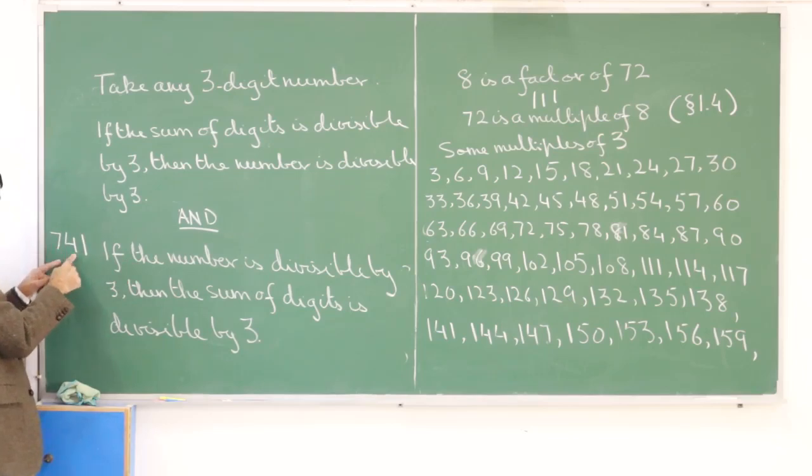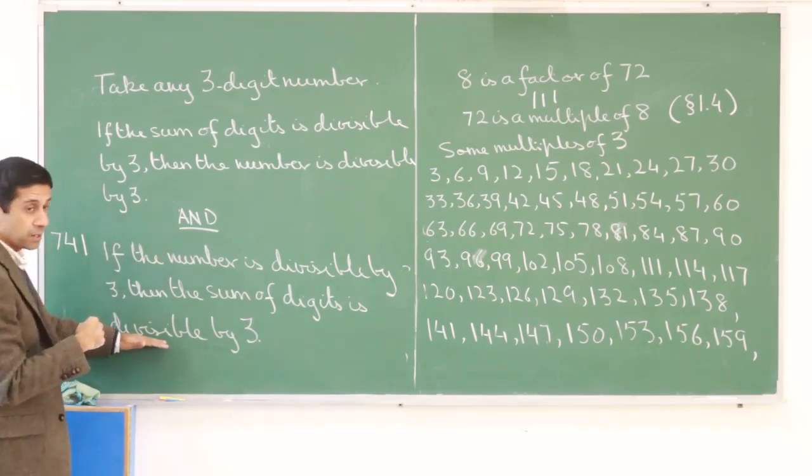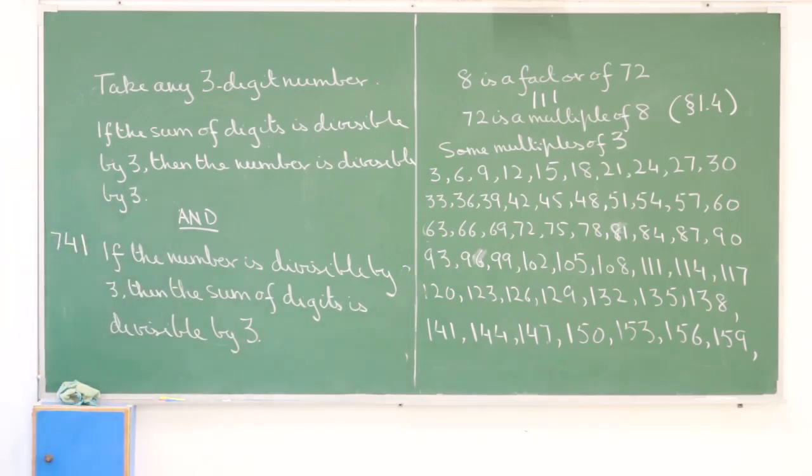So 7 plus 4 is 11, 11 plus 1 is 12, 12 divides 3. That's the content of this part of the theorem. So there are 2 parts of this theorem, that's what we have seen up till now.